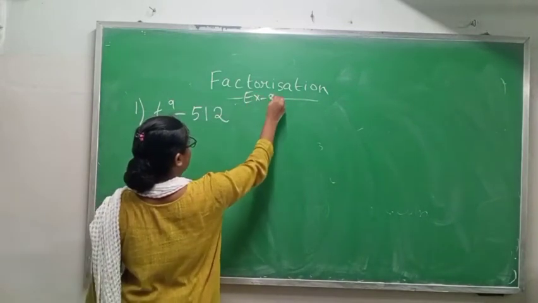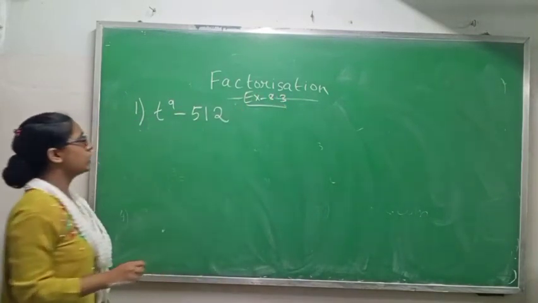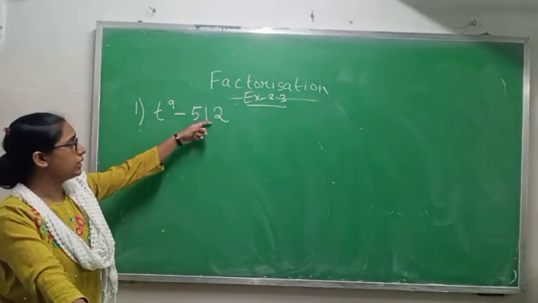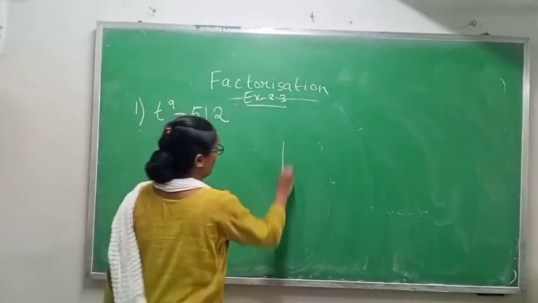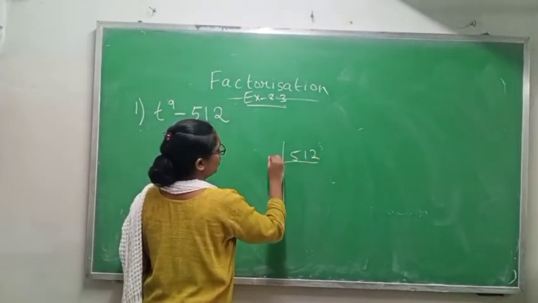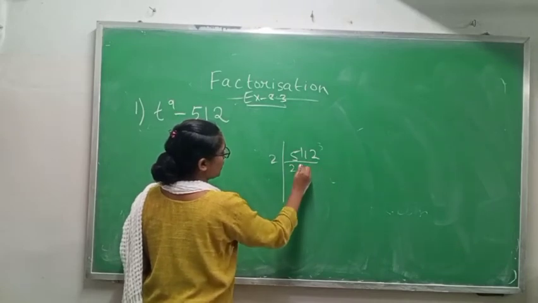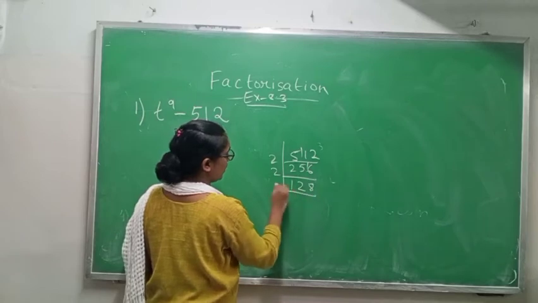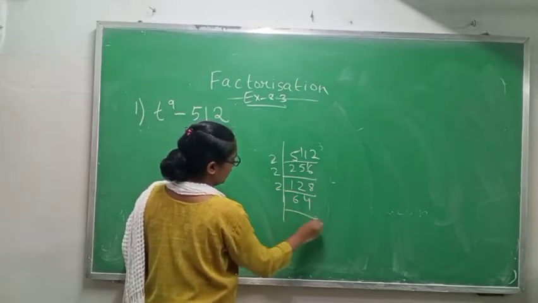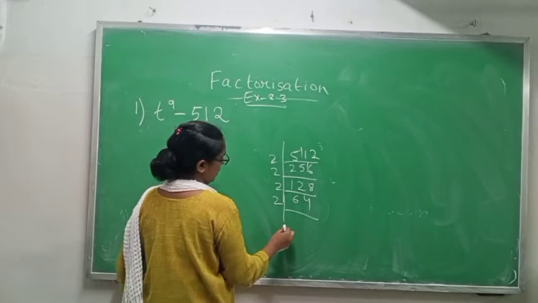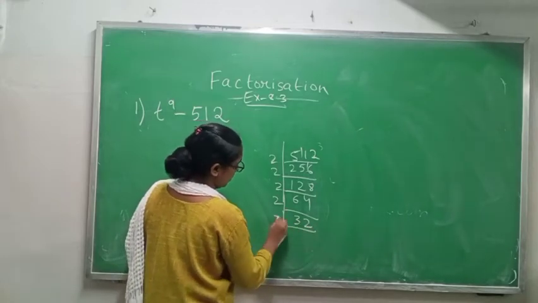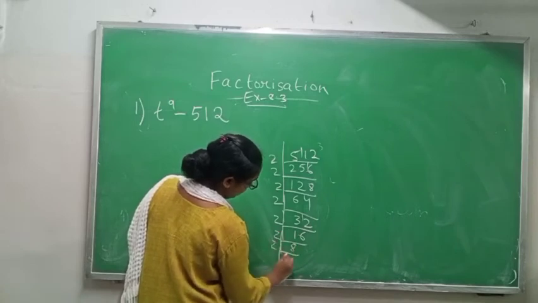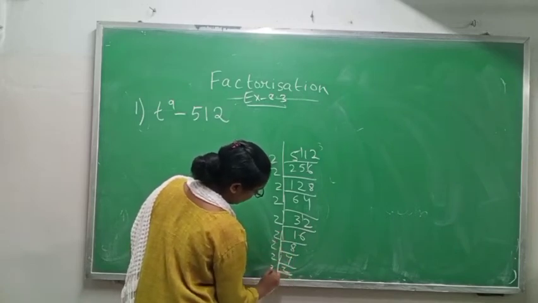Exercise 8.3, question number 1. It is given 3 to the power 9 minus 512. So what you will do, first you will take the LCM of the number given to you in a row. So 2 2s are 4, 2 5s are 10, 2 6s are 12. Again 2 1s are 2, 2 2s are 4, 2 8s are 16, 2 6s are 12, 2 4s are 8, 2 3s are 6, 2 2s are 4, 2 1s are 2, 2 6s are 12, 2 8s are 16, 2 4s are 8, 2 2s are 4, then 2 1s are 2.